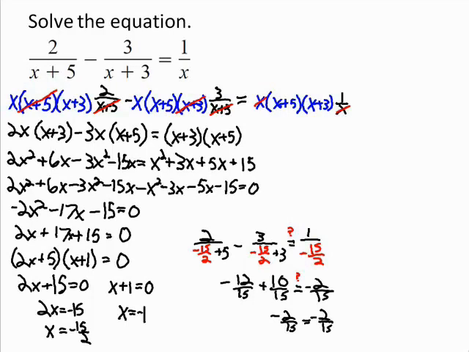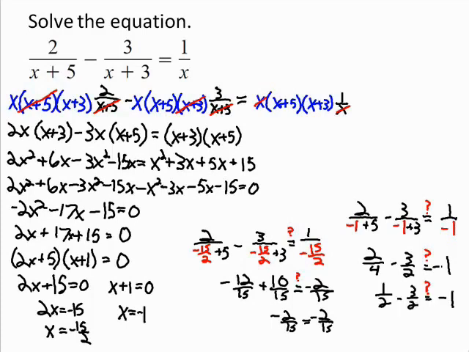Now substitute negative 1 into the equation for x. You are testing if 2 divided by negative 1 plus 5 minus 3 divided by negative 1 plus 3 is equal to 1 divided by negative 1. This simplifies to 2/4 minus 3/4 equals negative 1. 2/4 is equal to 1/2.